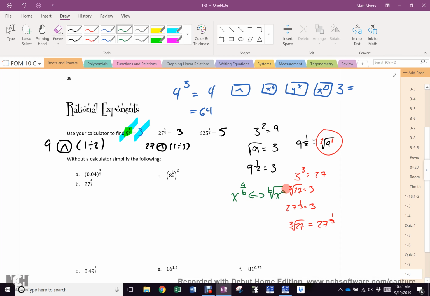All right, now you'll notice your printing is all screwed up here, right? This B is supposed to be here, right? So I'm just going to write that in here, B. 27 to the 4/3. And I'm going to pretend white out this B. And then we're going to work with these, okay?